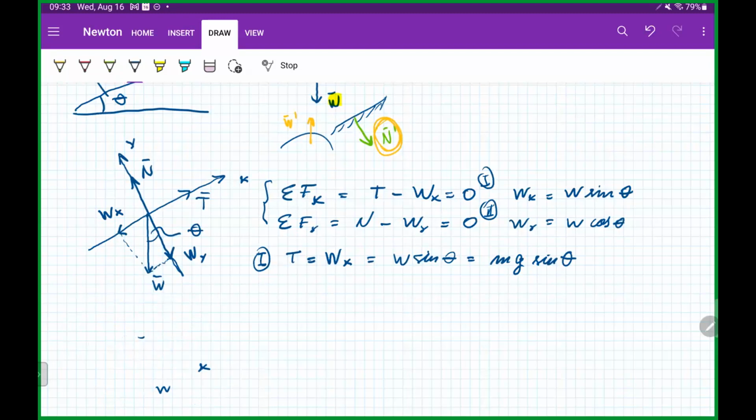It's just a rotation of your system of reference. That won't change the fact that you know the angle and that you know the weight.